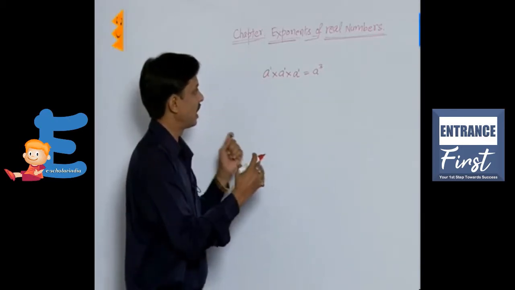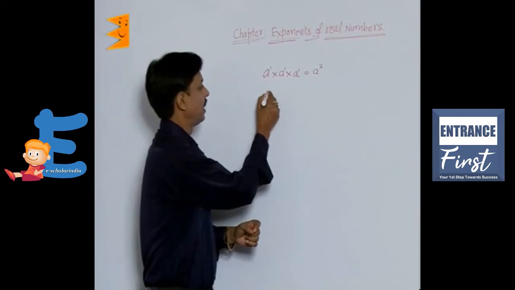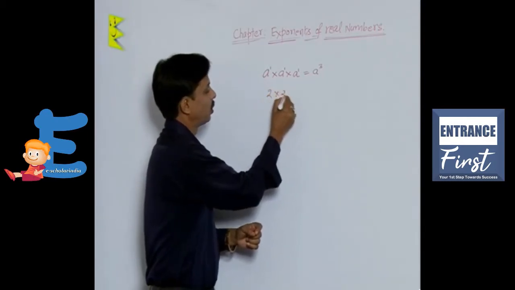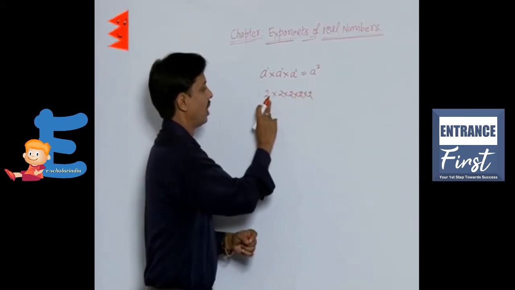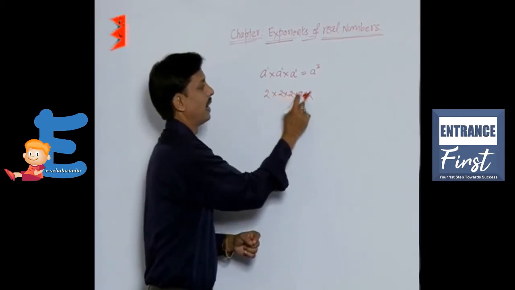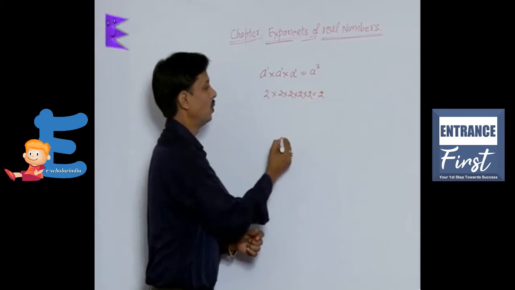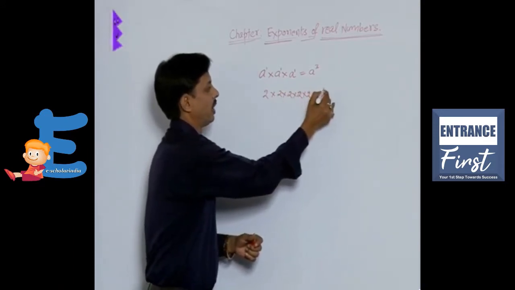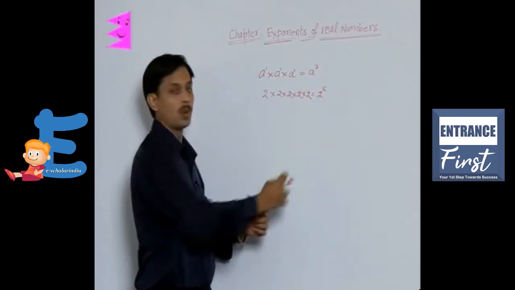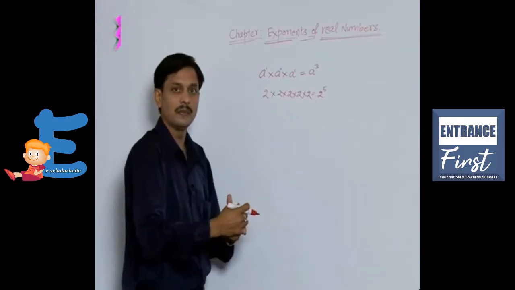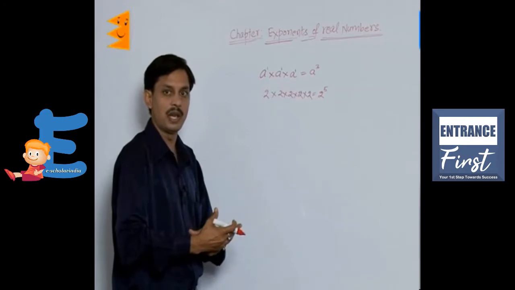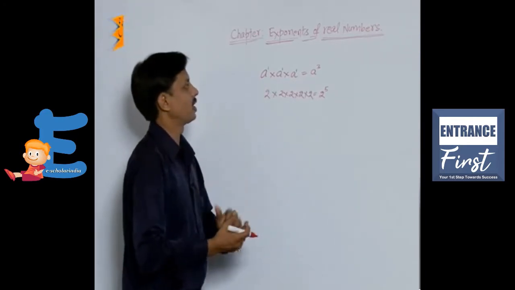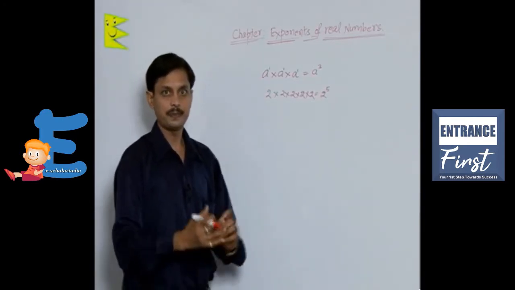So what is the exponent? If there is a base, suppose 2 into 2 into 2 into 2 into 2, that is 1, 2, 3, 4, 5. So the base is 2 and its exponent is 5, and this is known as 2 raised to the power 5. This kind of discussion will take place in the chapter exponents of real numbers.